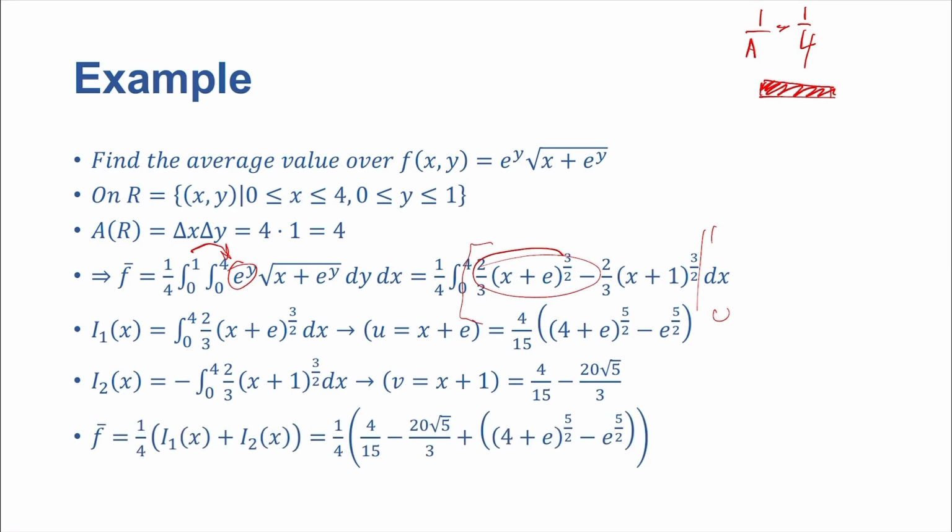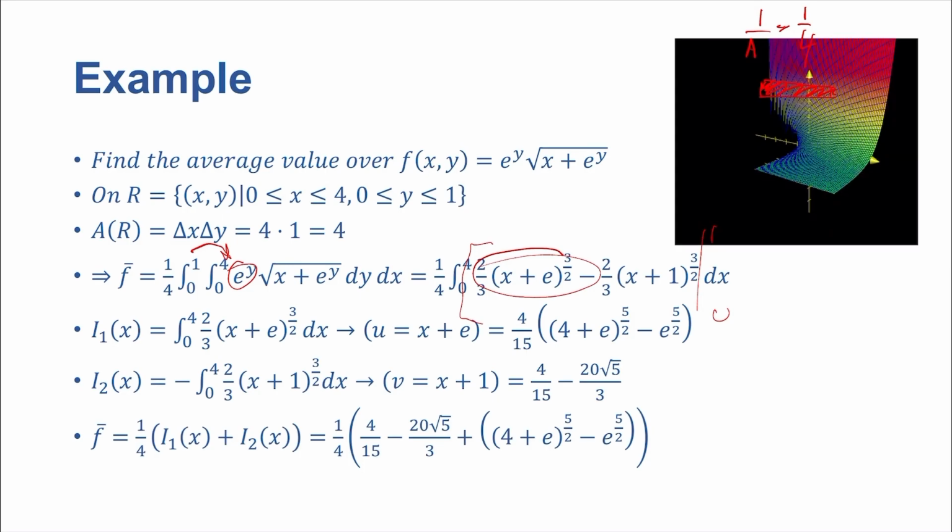Okay, so now the average value of our function is going to be 1/4 times I sub 1 of x plus I sub 2 of x. So we get that's equal to 1/4 times 4/15 minus 20 root 5 over 3 plus 4 plus e to the 5/2 minus e to the 5/2. And that's our final answer. You can see what the function looks like here on our interval. We can examine what that actually is.